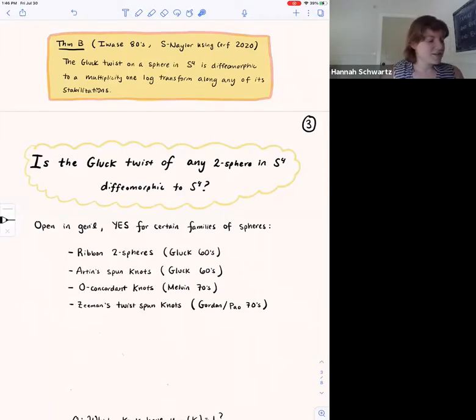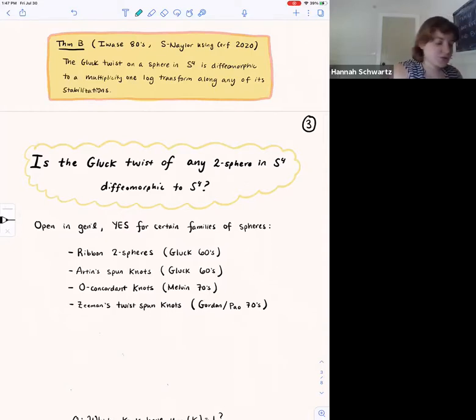There are a lot of spheres that are known whose Gluck twists are always standard. Certain families. I just wrote a few of the first ones that came to my mind; there are certainly others that people have written down. There are ribbon 2-spheres, for instance. There are Artin spun knots, a family of knots called spun knots you may or may not know of. Zero concordant knots are another family known to have standard Gluck twists. Also twist spun knots are known to have standard Gluck twists. And maybe notice the dates here: these have been known to have standard Gluck twists for quite some time.